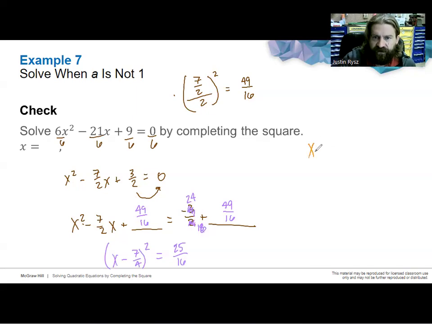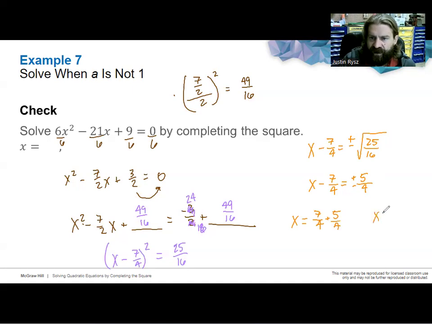All right, so if we take the square root, we get x minus 7/4 equals plus or minus the square root of 25/16. The square root of a fraction, you just square root the top and square root the bottom. So that would be 5/4, plus or minus. This is a fraction, that's a fraction, both over 4. So that's nice. We get x equals 7/4 plus 5/4, and x equals 7/4 minus 5/4.